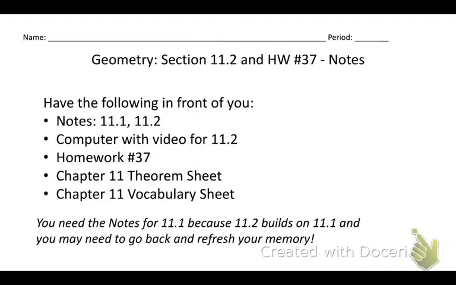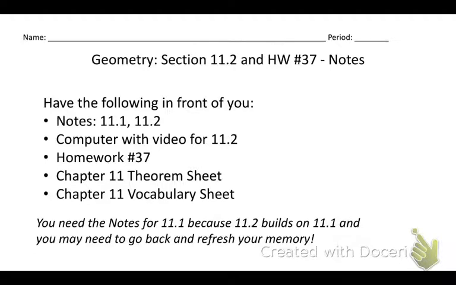Okay, so you should have already done 11.1, watched the video, taken the notes, and done homework number 36. So in order to do this section, you should have the following in front of you. You should have your notes from 11.1 and 11.2, your computer with the video for 11.2, homework number 37, your Chapter 11 theorem sheet, and your Chapter 11 vocabulary sheet. You should get used to having all of these things with you.